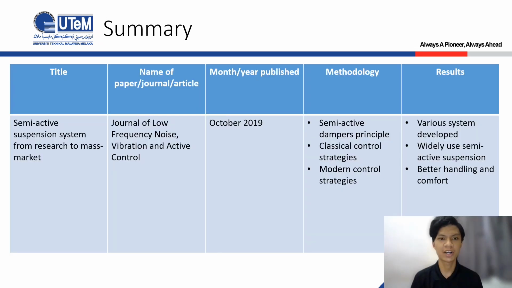So the summary of my review journal is: the title of the journal, Semi-Active Suspension System from Research to Mass Market. The name of the journal, Journal of Low Frequency Noise, Vibration and Active Control. The month and year the journal was published is October 2019. There are three methodologies used in this journal, which are semi-active dampers principle, classical control strategies, and modern control strategies. And the results obtained from the journal are that there are various systems developed, widely used semi-active suspension, and also better handling and comfort. Thank you.